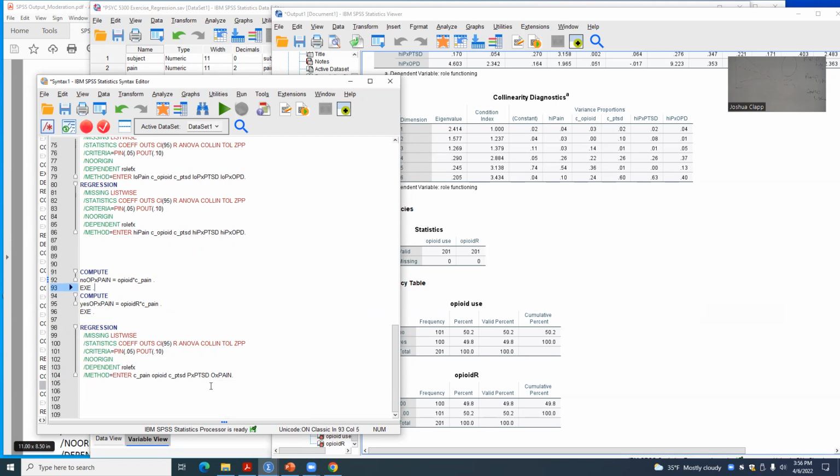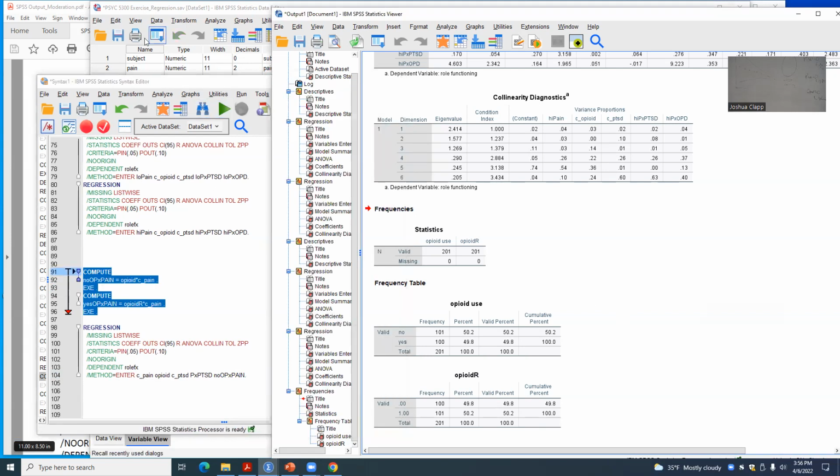Okay, so which interaction term? Yeah, my opiate use times pain, right? I want to make sure that my first order effects match up to my interaction term. So I'm going to take that opiate use and pain and swap that out for the new interaction that I ran here. That's just giving me no opiate use times pain here.